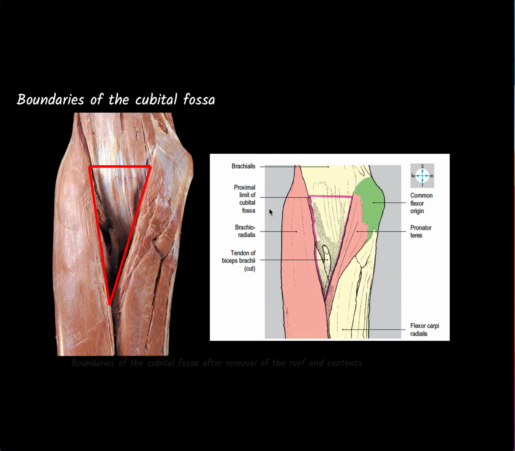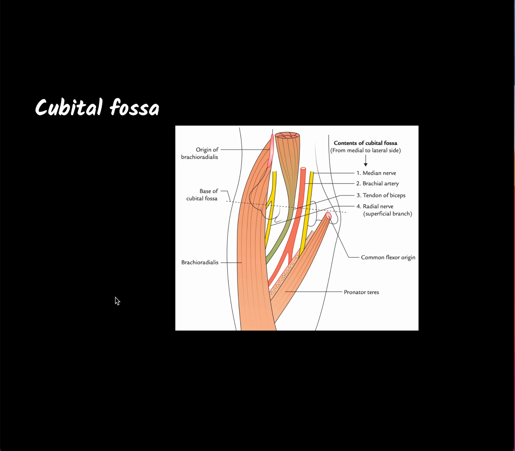And there we can see now this triangular area. This is my cubital fossa. Look at its boundaries. Medially we have pronator teres, and laterally we have brachioradialis. The base, where we can draw an imaginary line which runs between my lateral and medial epicondyles, and the apex where the two muscles cross over each other.